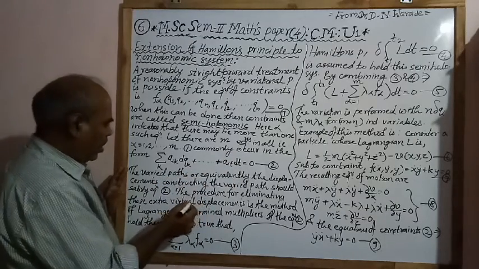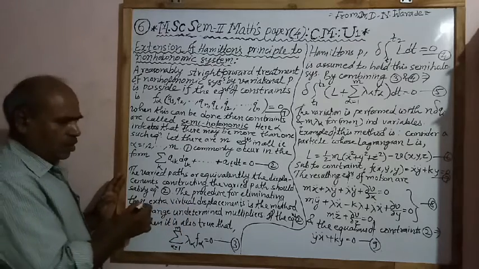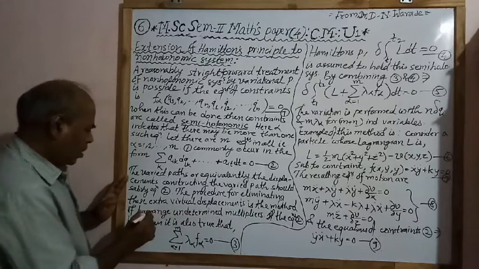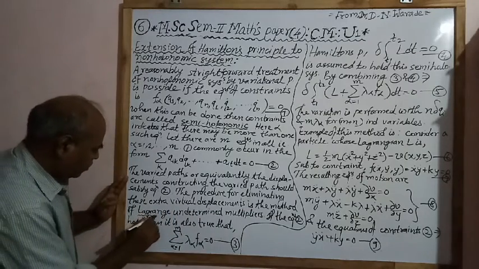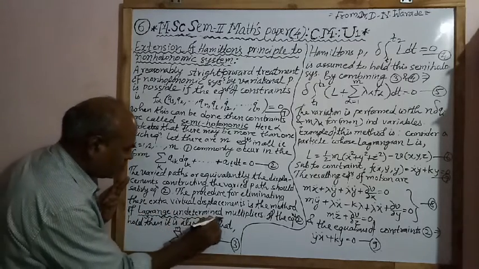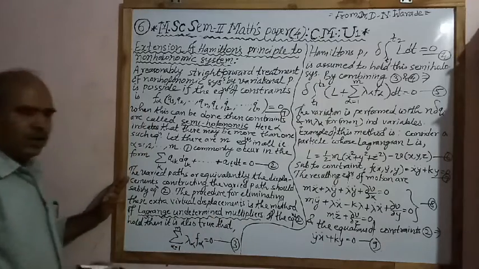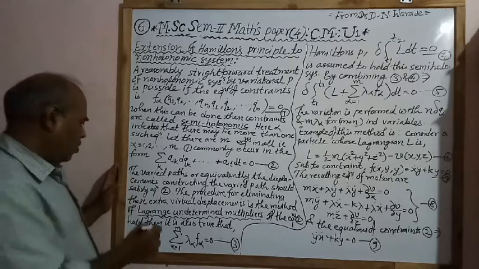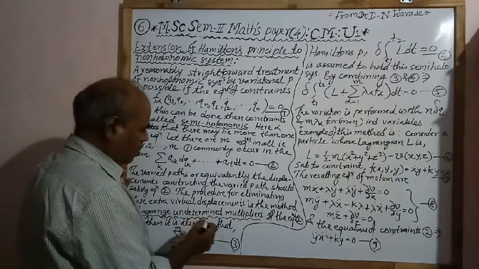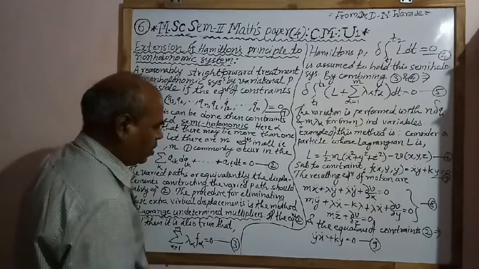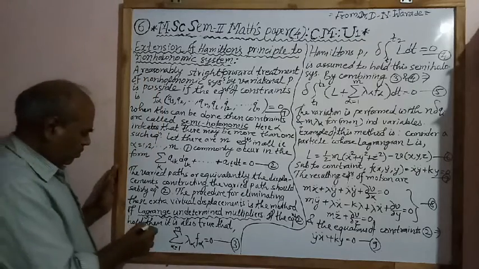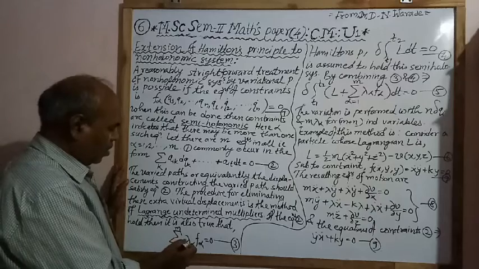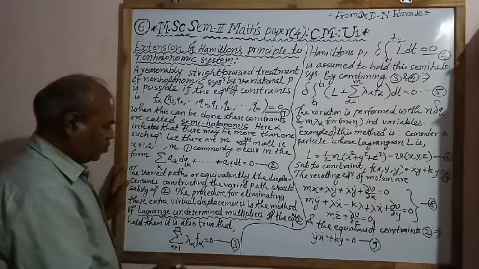The procedure for eliminating these extra virtual displacements is the method of Lagrange's undetermined multipliers. The method for eliminating the extra virtual displacements is given by Lagrange's undetermined multipliers. If equation 2 holds, then it is also true that summation lambda_alpha f_alpha equal to 0.